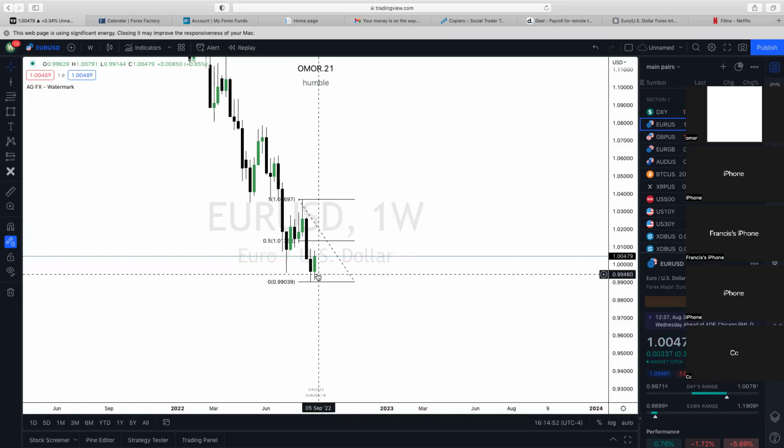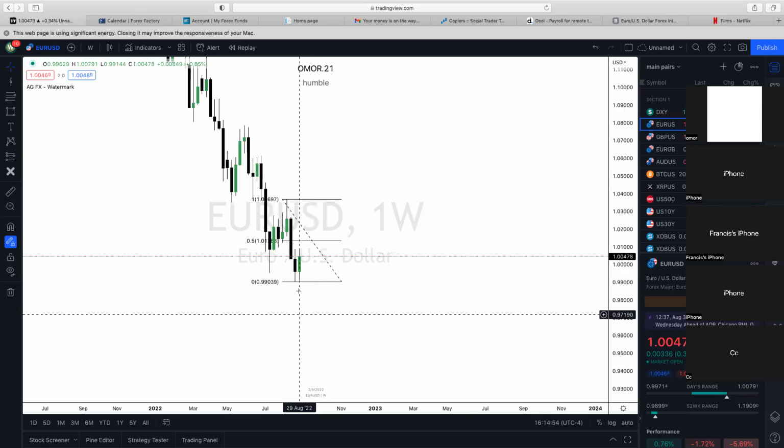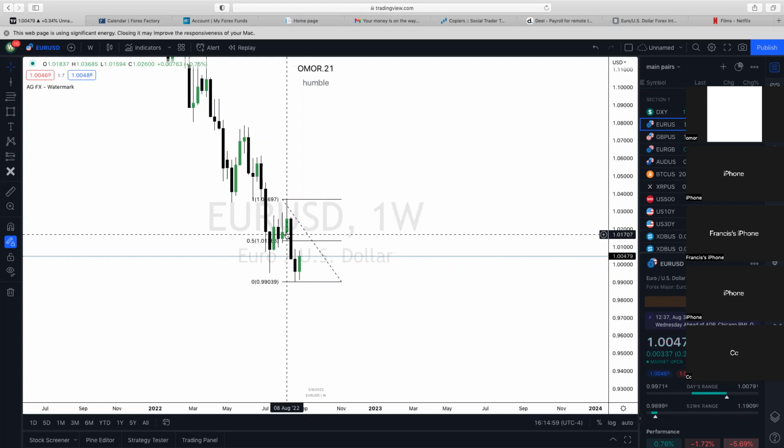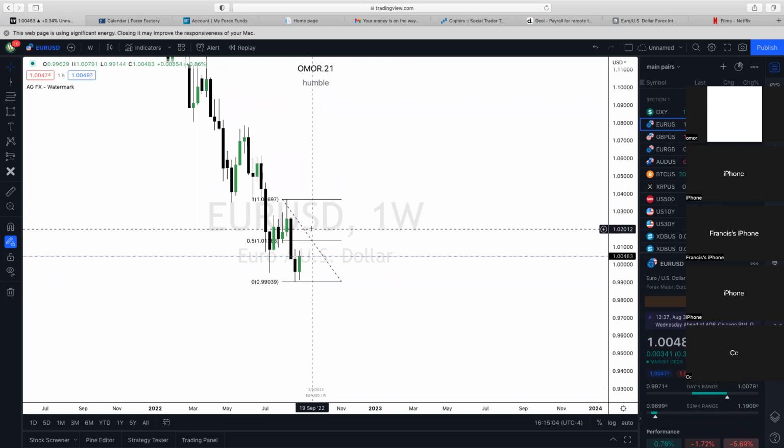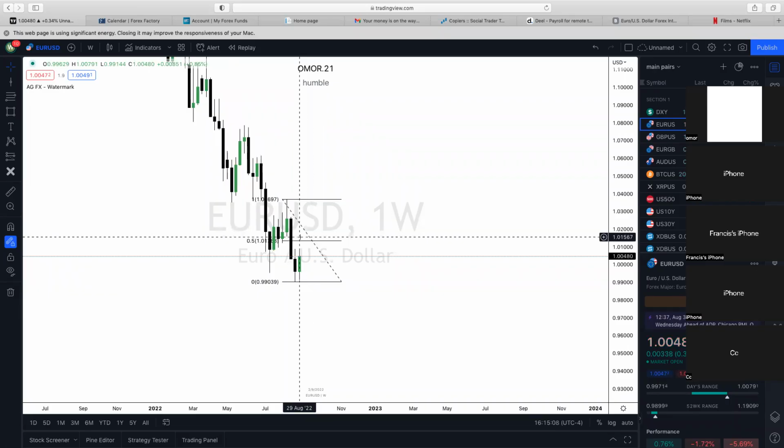Now, this is the weekly chart, right? Let's say we trade up higher into this premium and you see this order block together, right? And we start to reject off that order block. That's what you're trying to look for.